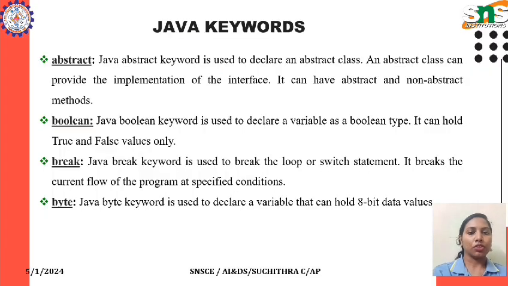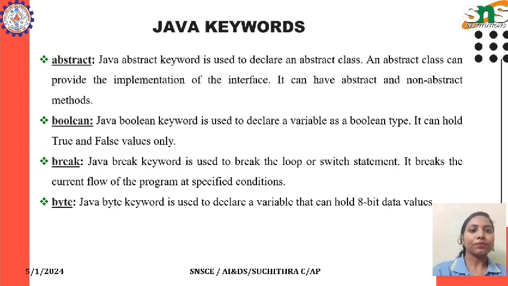Java keywords. There are lots of keywords in Java. We will see each one by one. Abstract. The Java abstract keyword is used to declare an abstract class. An abstract class can provide the implementation of an interface. It can have abstract and non-abstract methods.